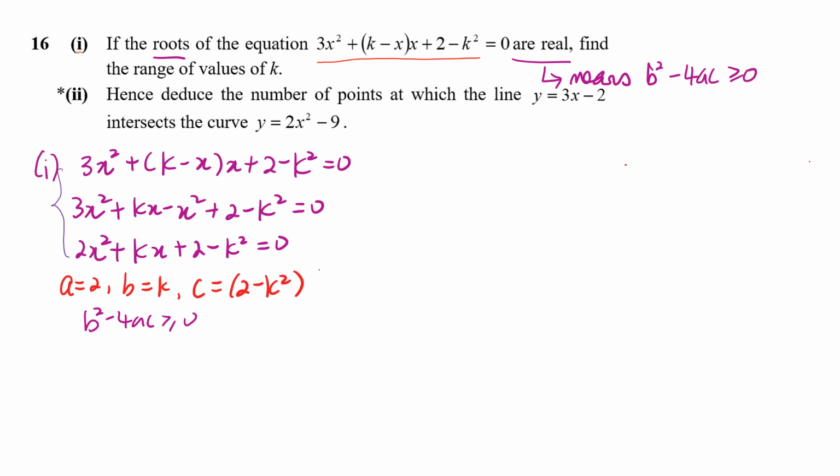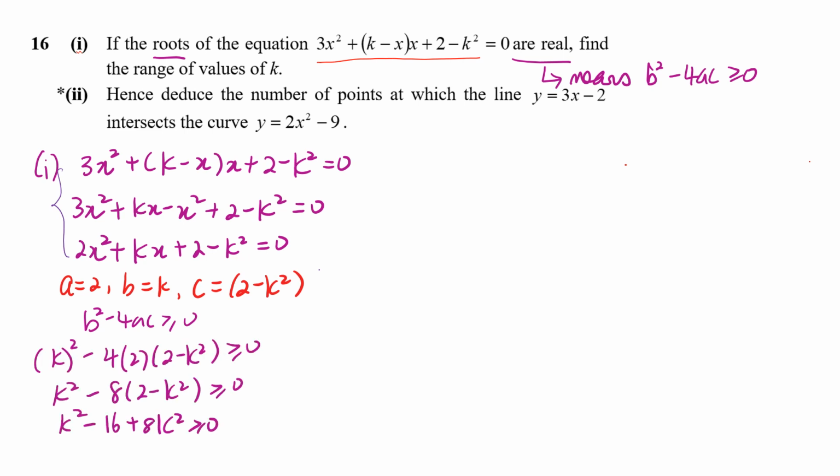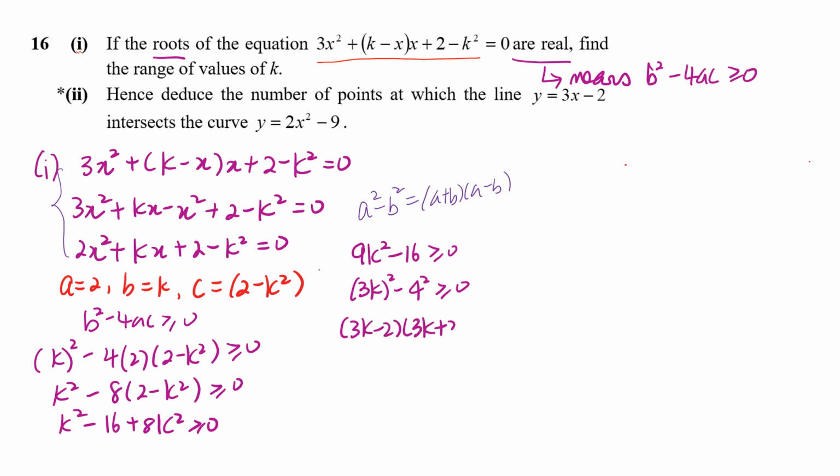Right, so just plug into your b squared minus 4ac more than or equal to 0. Simplifying it, you will end up with a quadratic inequality again. So every time you have a quadratic inequality, what do you do? You draw your quadratic curve. This one you will also have to factorize using a squared minus b squared, which gives you a plus b, a minus b. Okay, draw your quadratic curve.